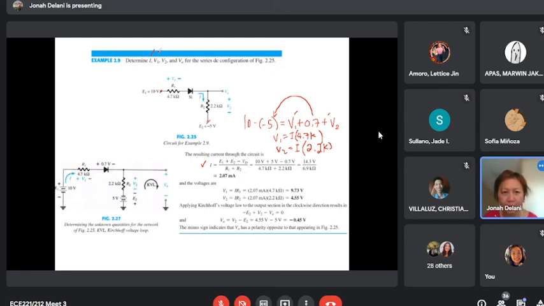Okay. So V1, using this equation, is 2.07 milliamperes times 4.7K. That's 9.73 volts. V2, using this equation, is 2.07 times 2.2 kilo ohms. That's 4.55 volts.